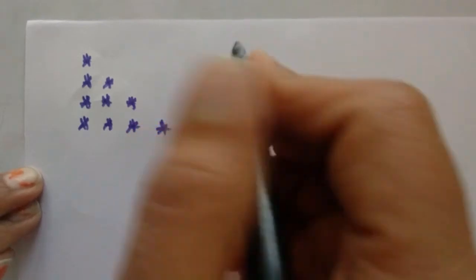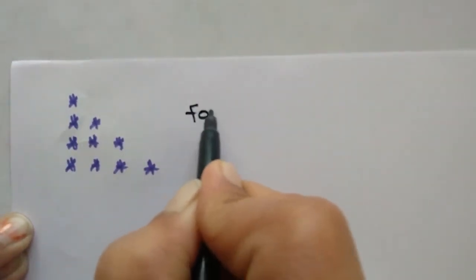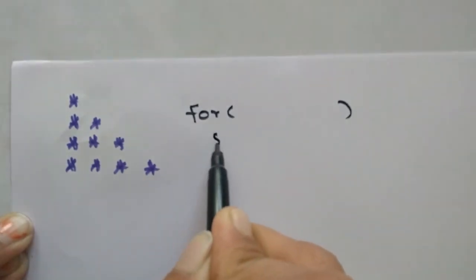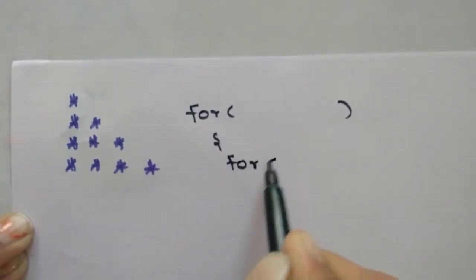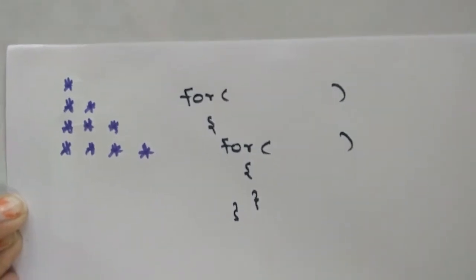Display this pattern by using the for loop. How to display this pattern using the for loop? We know that nested for loop. What is the syntax of nested for loop? When we are using the nesting concept, then we are using the one for loop here, and inside this for loop we are again using the one for loop. So this is known as a nested for loop.